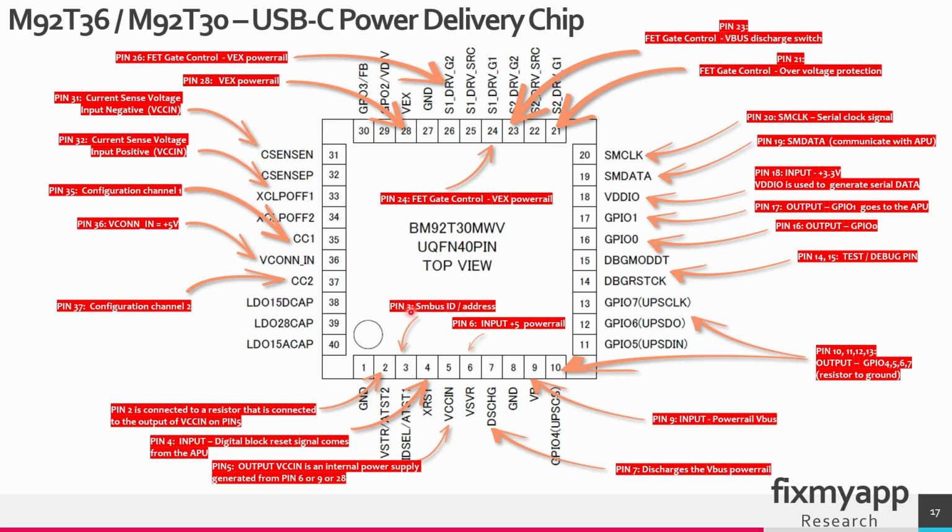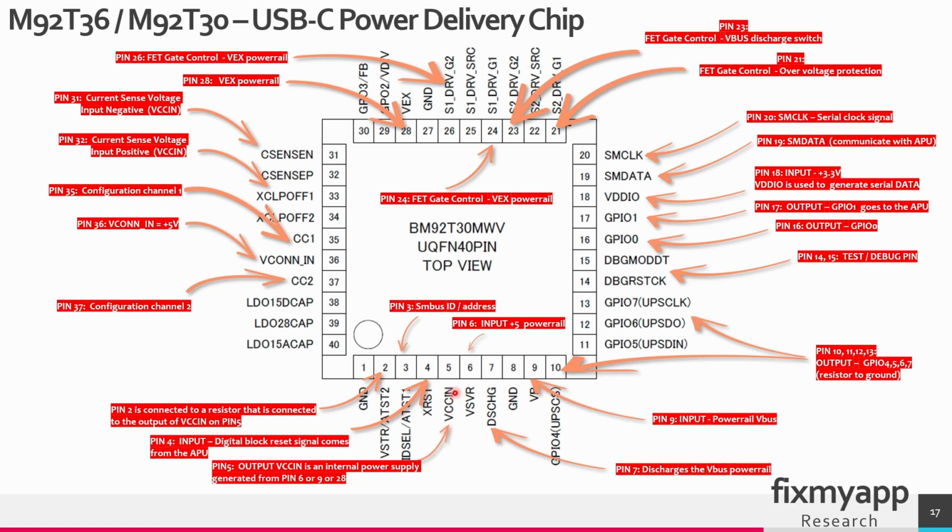Pin 3, you can configure the ID or the address. I think this ID is used for the serial communication. So with some kind of configuration, you can set the address of this IC. At least that is what I suspect. On pin 4 is the input. It is a digital block reset signal. So this reset signal comes from the APU.